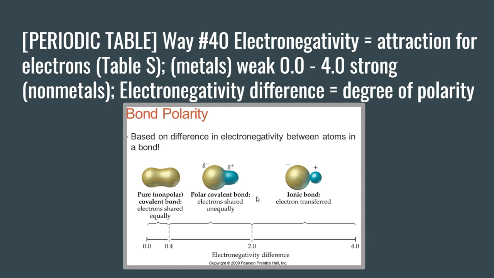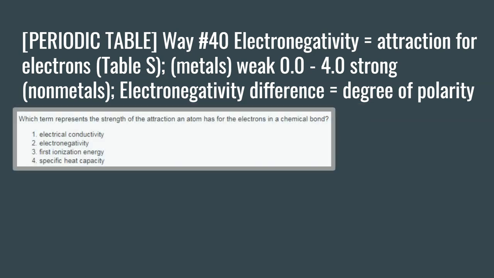Let's see if we can apply this property to answering questions. Which term represents the strength of the attraction an atom has for the electrons in a chemical bond? When you are talking about the attraction for electrons in a chemical bond, you should immediately think electronegativity. So the answer is 2.